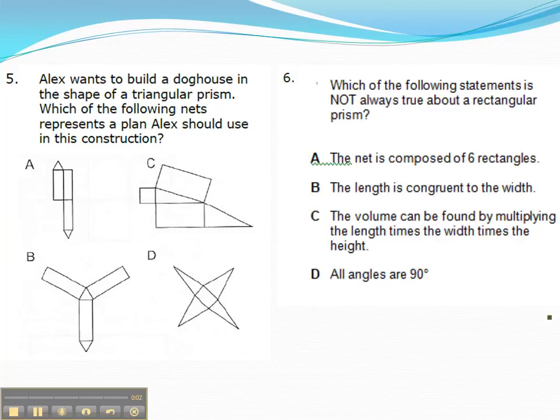Okay, number 6 on the review asks, which of the following statements is not always true about a rectangular prism? Not always true. So it's always good to draw one so we have one to look at.